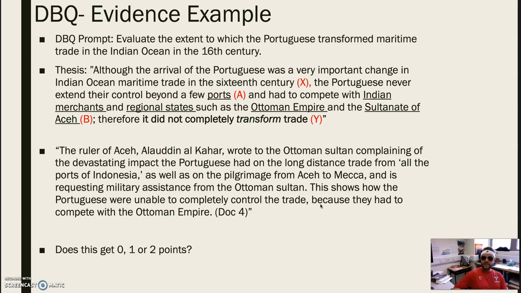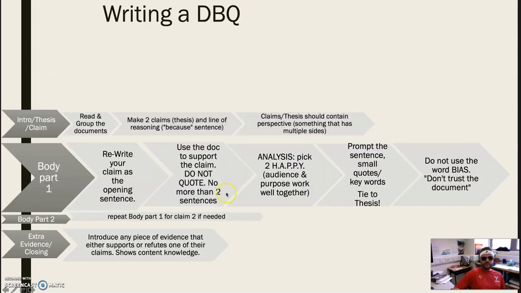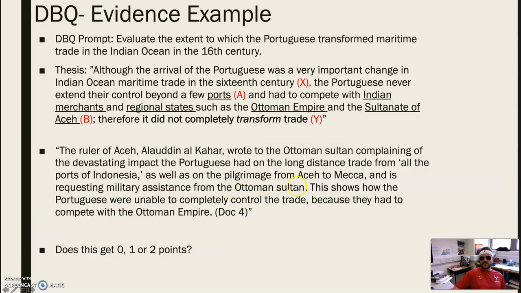All right. If you said 2 points, you would be correct. And so let's look at this. One, they've summarized the doc, right? They've talked about this first sentence here. This first sentence is all about giving a short summary of the doc. But then we have this shows how, right? They're using language here that shows that it's an argument. So this shows how the Portuguese were unable to completely control the trade.